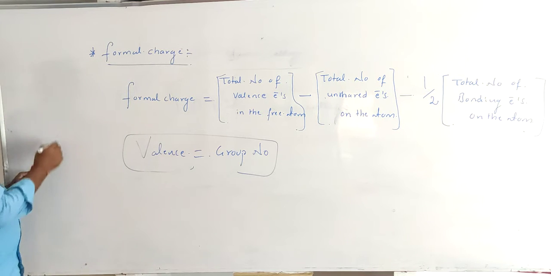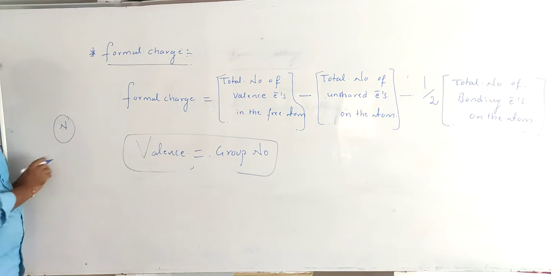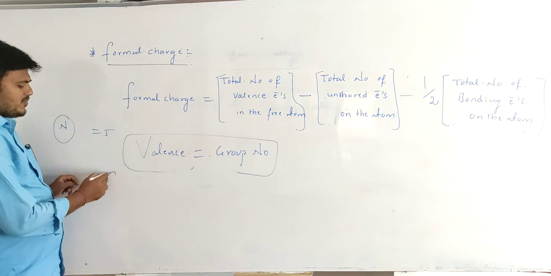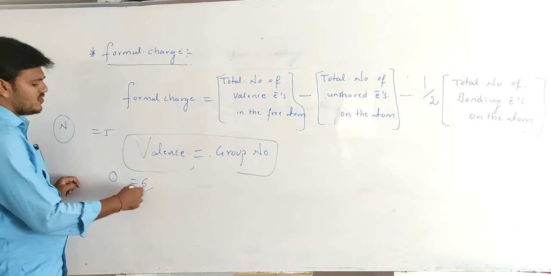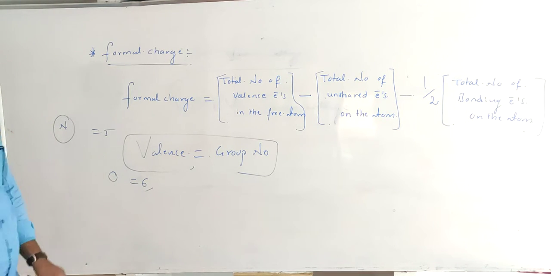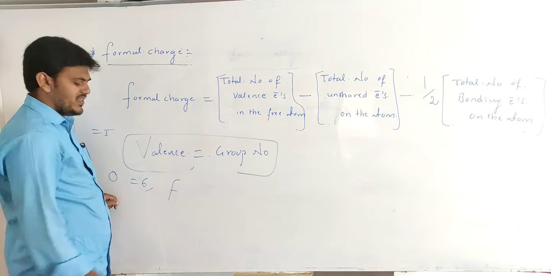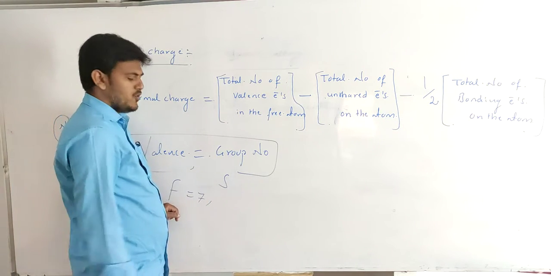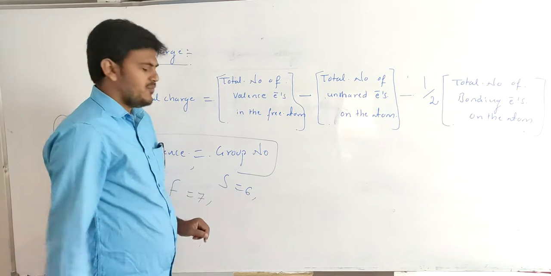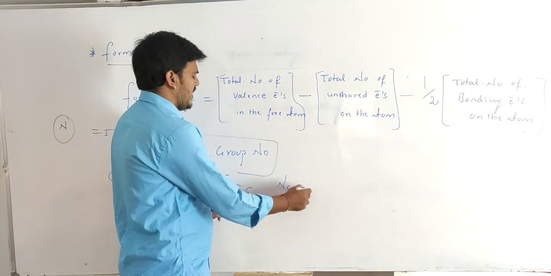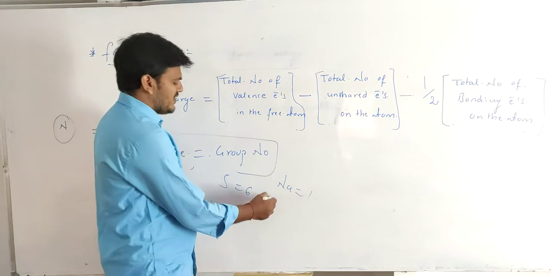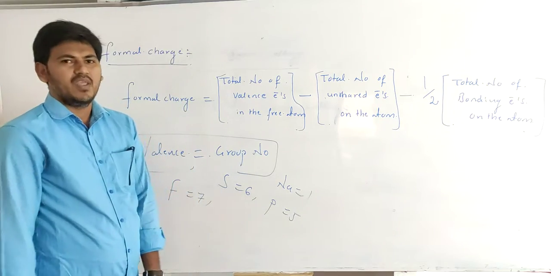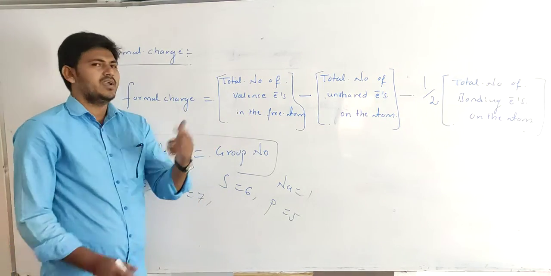For example, nitrogen is a fifth A group element, so valence is 5. Oxygen is a sixth A group element, so valence is 6. Fluorine is a seventh A group element, so valence is 7. Sulfur is a sixth A group element, valence 6. Sodium is a first A group element, valence 1. Phosphorus is a fifth A group element, valence 5. So valency is always equal to the group number.